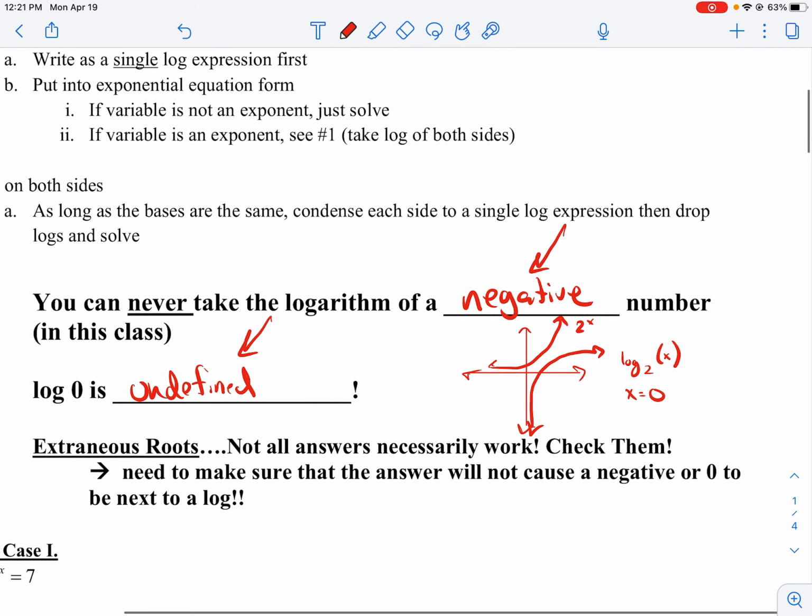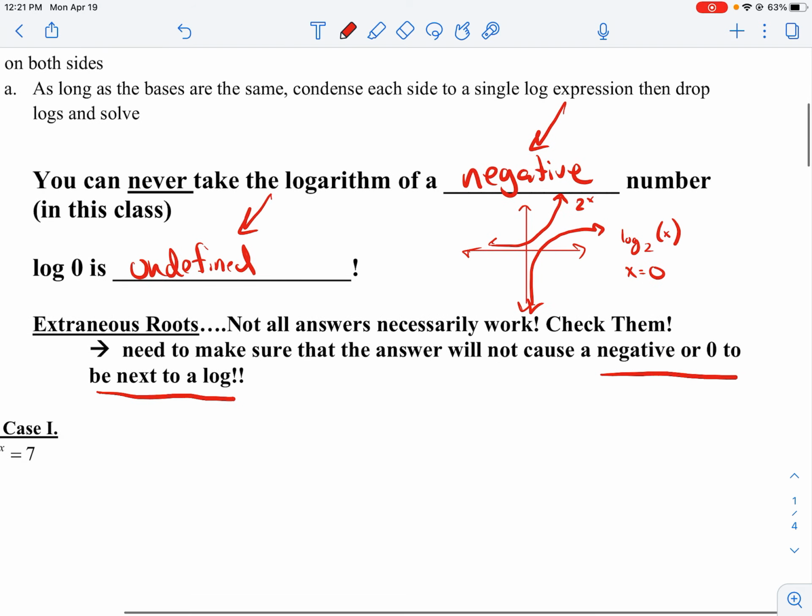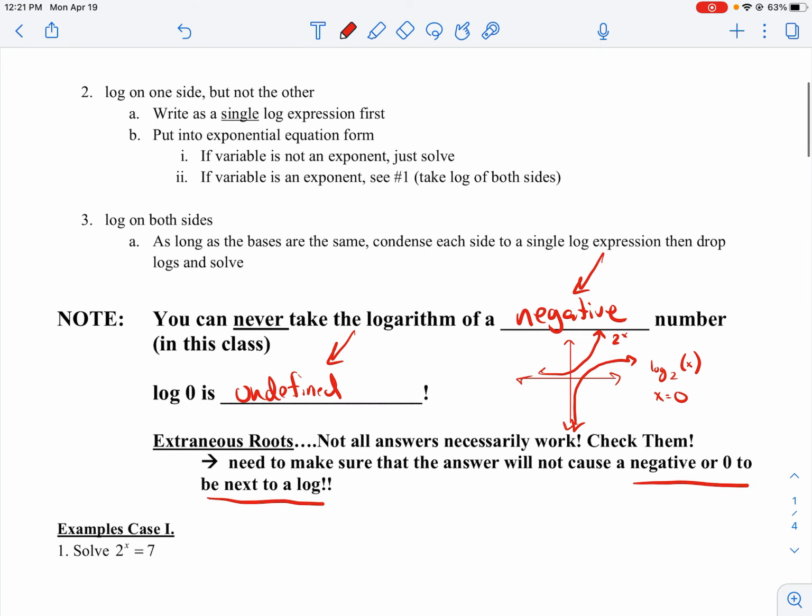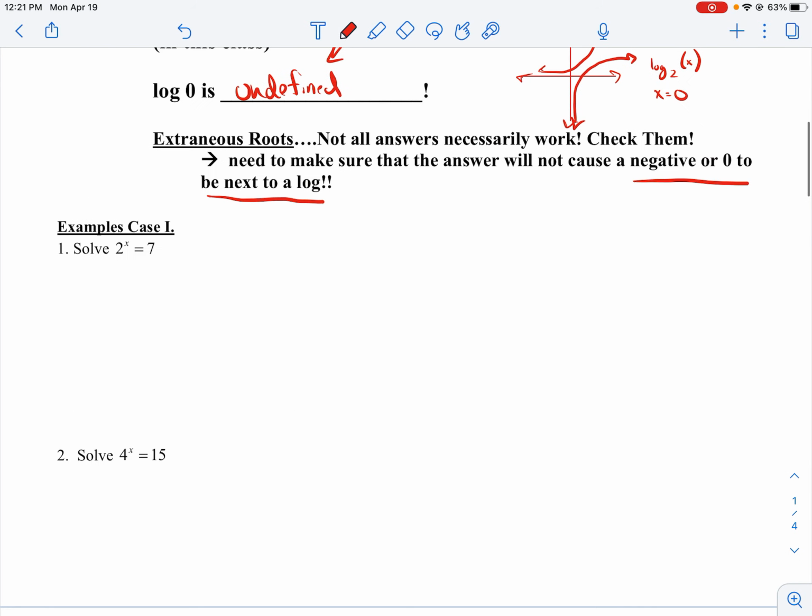Okay, so not all answers necessarily work. Check them. You need to make sure that the answer will not cause a negative or a 0 to be next to the log. Okay, and so that's what we're looking for. All right, so I don't know if there's too many extraneous cases in this one. I cannot remember. I don't think there is, but it's just something to look for in the future.